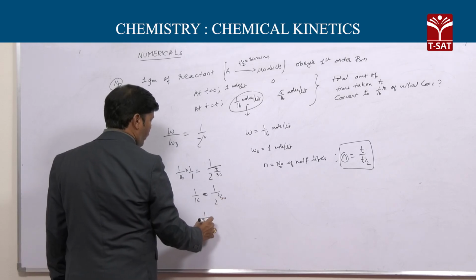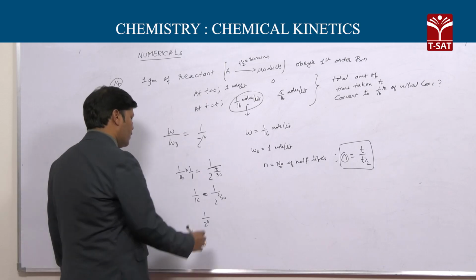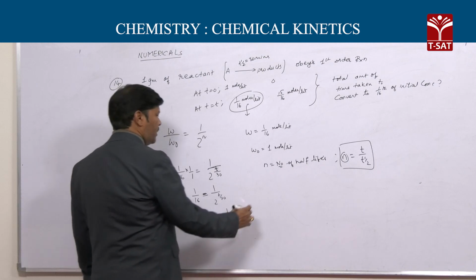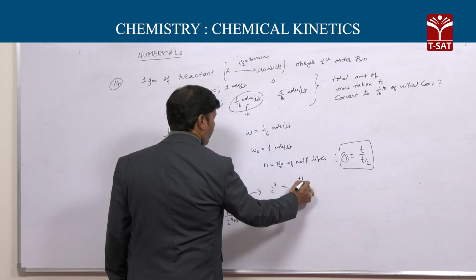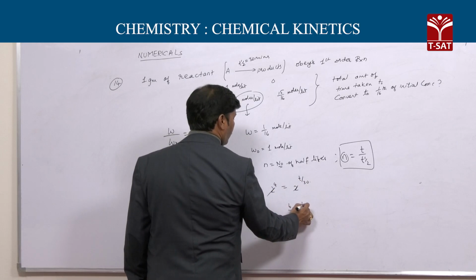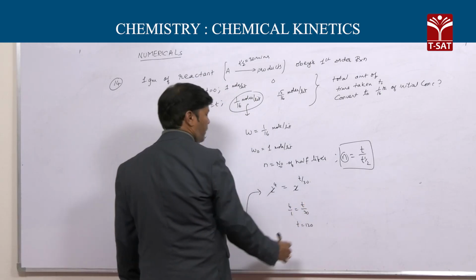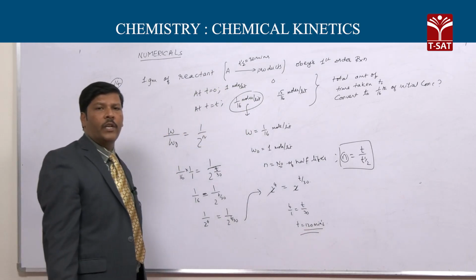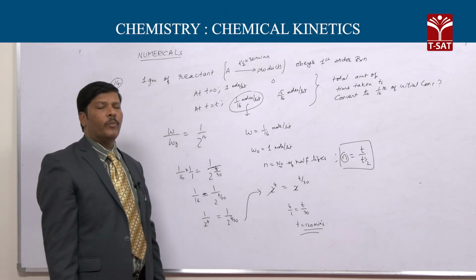1 by 2 to the power of 4, because 2 cube is 8 and 2 to the power of 4 is 16. So this becomes 1 by 2 to the power of T by 30, that is 2 to the power of 4 is equal to 2 to the power of T by 30. The 2 gets cancelled, so 4 by 1 is equal to T by 30. So T is equal to 120 minutes, the exact time required for converting 1 mole per liter of the initial concentration to 1 by 16th mole per liter.